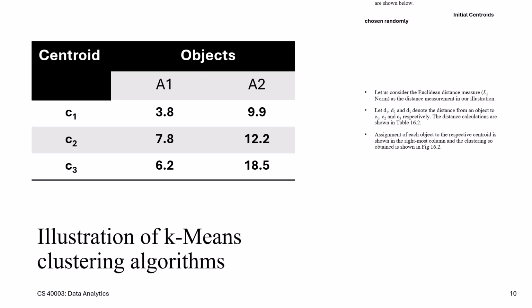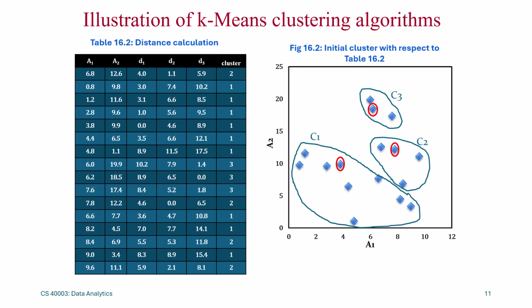Now we have arbitrarily chosen the centroid values for all three clusters. The values 3.8 and 9.9 are considered as the centroid value for cluster 1. 7.8 and 12.2 are considered as the centroid value for cluster 2. 6.2 and 18.5 will be considered as the centroid value for cluster 3.